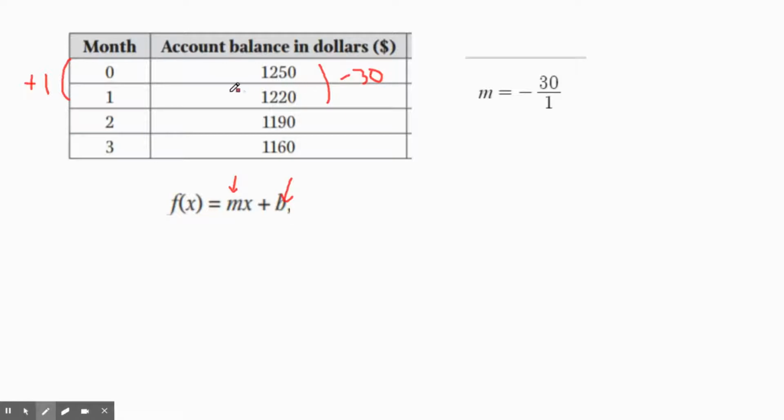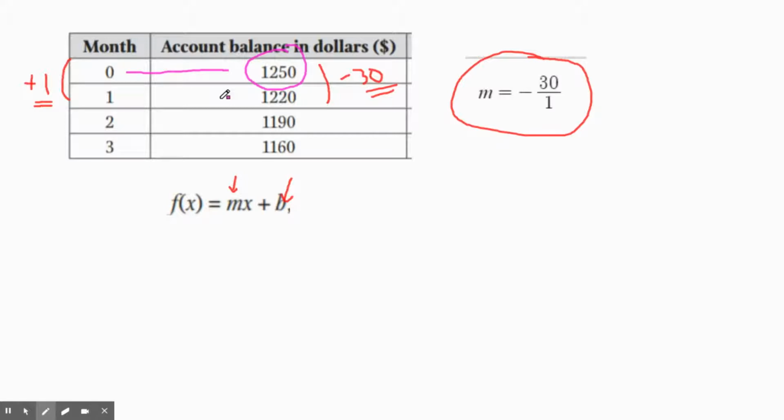The slope is pretty easy to see from a table because it's just the change in y, which is negative 30, over the change in x, which is increasing by 1. As you can see, it's negative 30 over positive 1, or just negative 30. But how do you get the intercept? Well, the intercept in this particular case is pretty easy because it's whenever x is equal to 0.